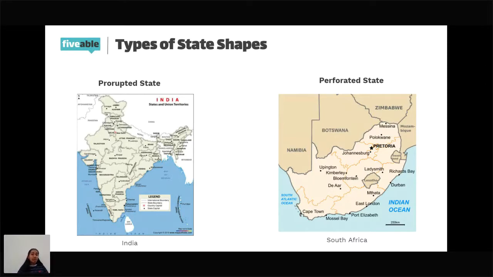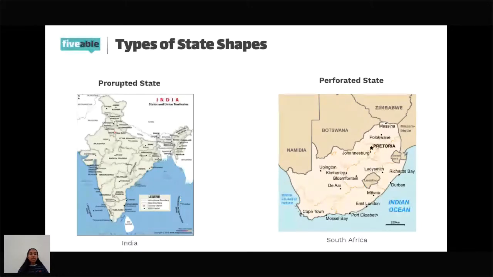A perforated state is when a state completely surrounds another state. So this is South Africa. This was the most common example that you will see on the AP exam. South Africa completely surrounds Lesotho. It doesn't completely surround Swaziland, as most people get confused with, because Swaziland actually shares a border with Mozambique, but Lesotho is completely surrounded. And Lesotho completely depends on South Africa for trade and travel because everything has to go through South Africa. All the goods and services going out or in of the country, as well as the people traveling in and out, have to go through the country.